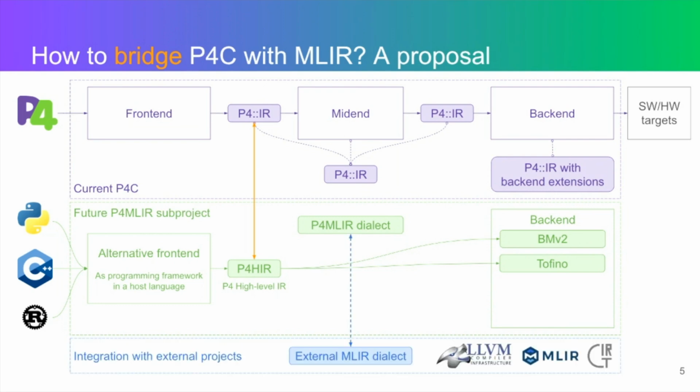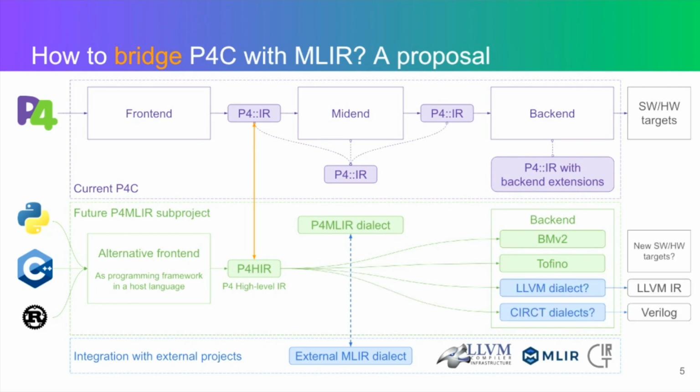Another possibility is that it might enable integration with external projects that also use MLIR. And there are two specific examples I want to highlight. One is that there is an LLVM dialect built into MLIR. And if we can lower P4HIR to the LLVM dialect, we can get access to LLVM IR and also all the backends in LLVM. Another one is the CIRCT project, using which we can generate some Verilog code, and maybe that can be used to target FPGA targets. So overall, this opens up new possibilities to target new software or hardware targets.